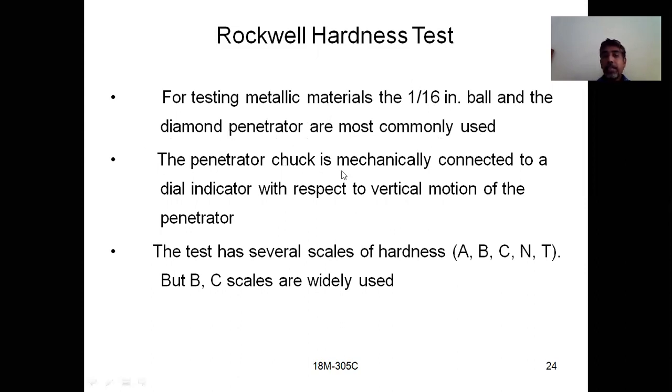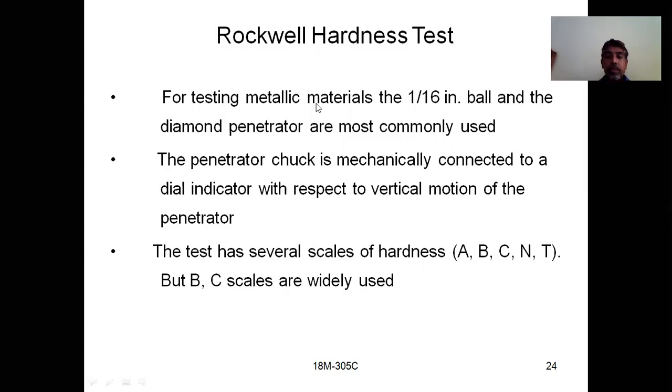So the penetrator is mechanically connected to a dial indicator with respect to the vertical motion of the penetrator. When it is moving, it is connected to a dial indicator and you can record that vertical motion of the penetrator. And the test has several scales of hardness, that is A, B, C, N and T. Even though you are having 5 scales, the important scales are B and C only. Only B and C scales are widely used here.